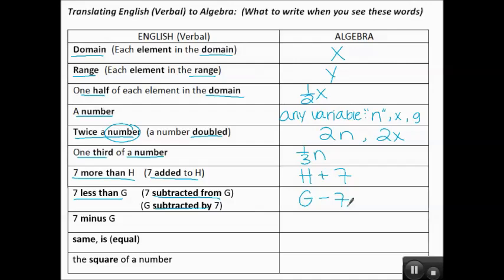Now we're going to look at the opposite of that, 7 minus g. So in this case, I'm starting with the value of 7 and taking away g. 7 minus g. Note the difference between those two. When we see the words same or is, we want to use the equal sign.